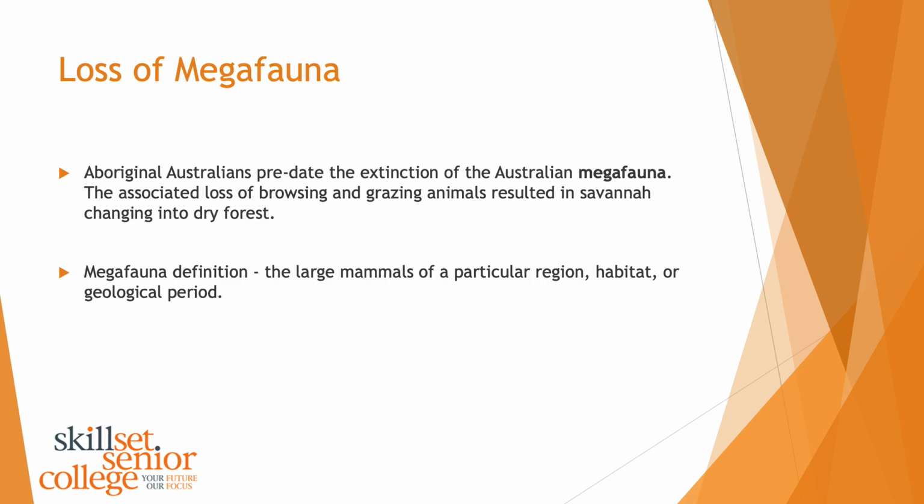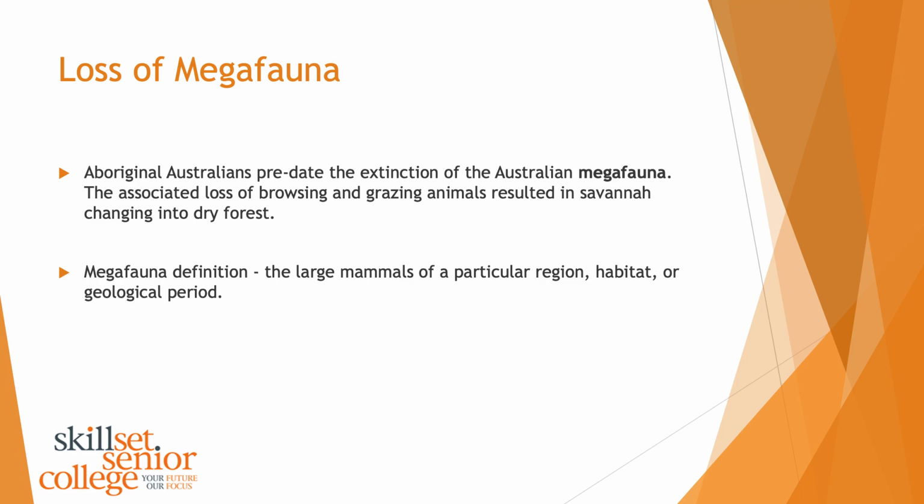Another downside, which is speculative, and there's a lot of evidence and contradicting evidence online, but it makes sense when you look at the arrival of humans to the continent, that these Aboriginal Australians predate the extinction of Australian megafauna. This is associated with a loss of browsing and grazing animals, which resulted in savanna changing into dry forest. So the ecosystem has changed so much through this firestick farming that we believe megafauna became extinct.